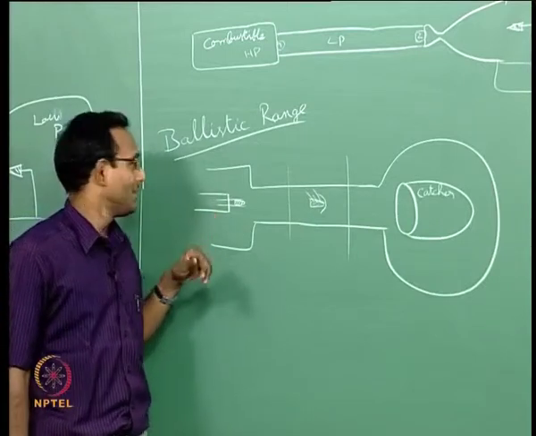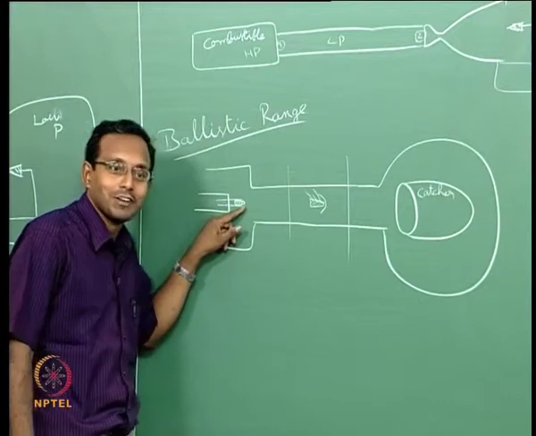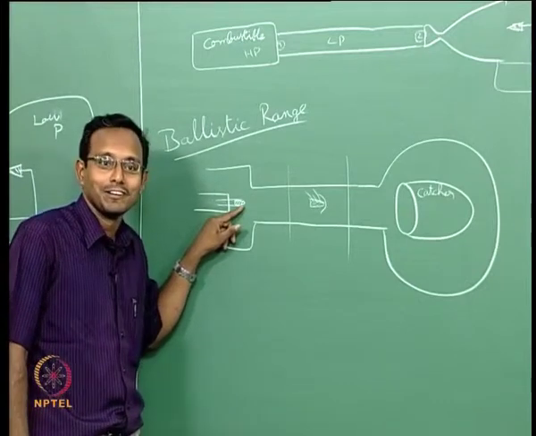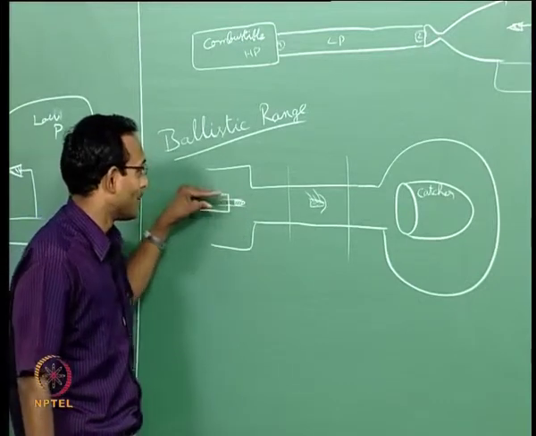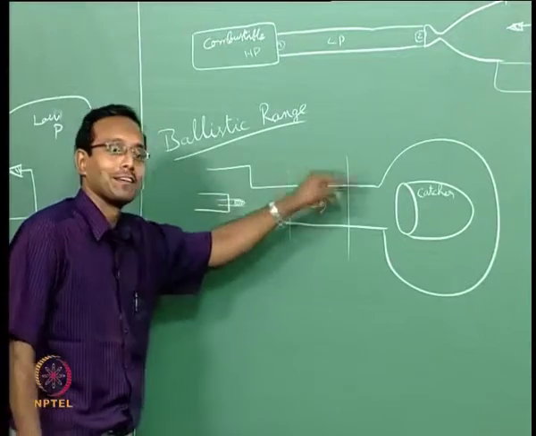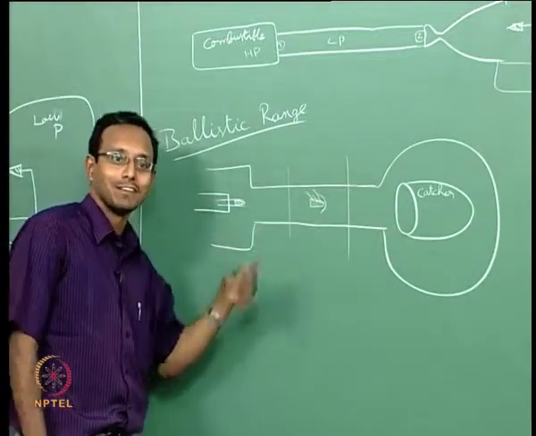Other problems could be, there was one small burr or dust sitting on the turret here. Because of that, the bullet is not going to go straight, but it is going to have a wobbling. It may have errors like that.